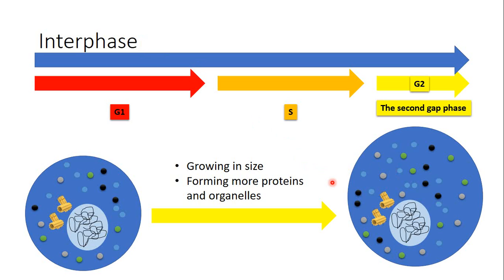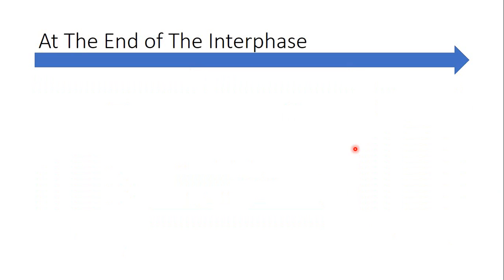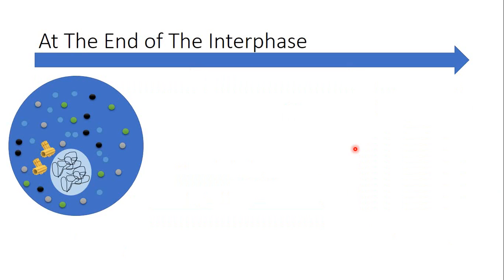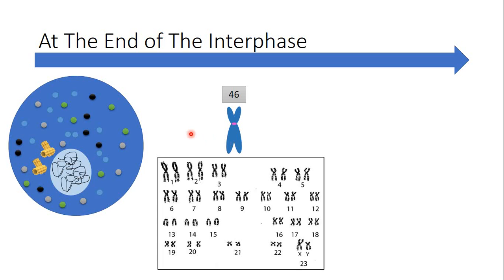At the end of the interphase, I get a big cell with 2 sets of DNA and 2 centrosomes. This is what I'm speaking about. So this is the end of the interphase. I have a big cell. I have 46 chromosomes, but every one of these chromosomes is made of 2 sister chromatids. So basically, I have double the amount of the DNA. It's like this. So every chromosome is made of 2 sister chromatids.